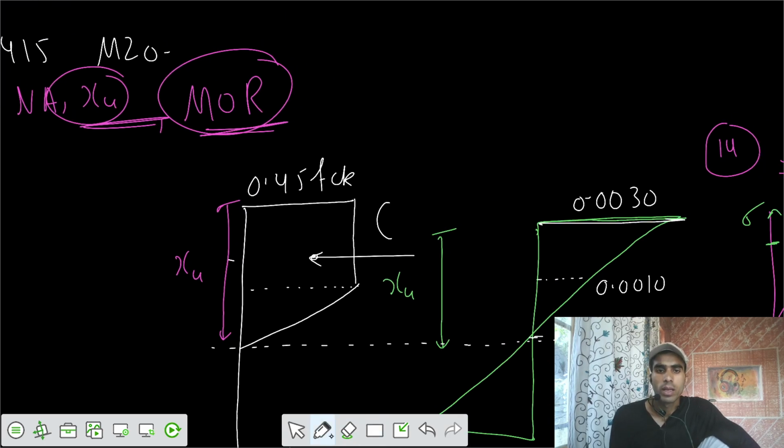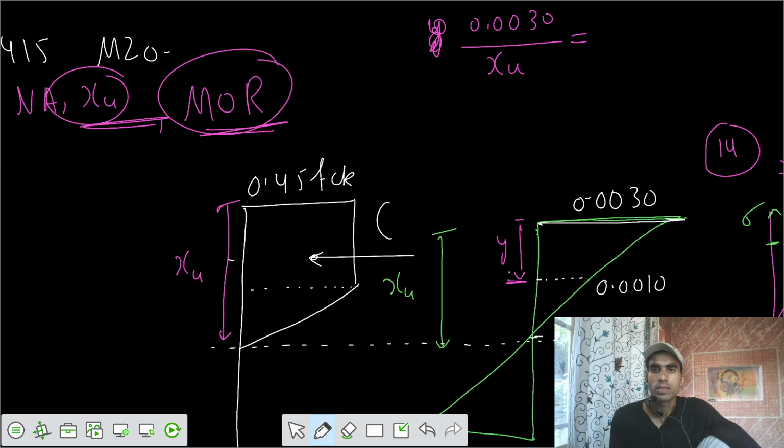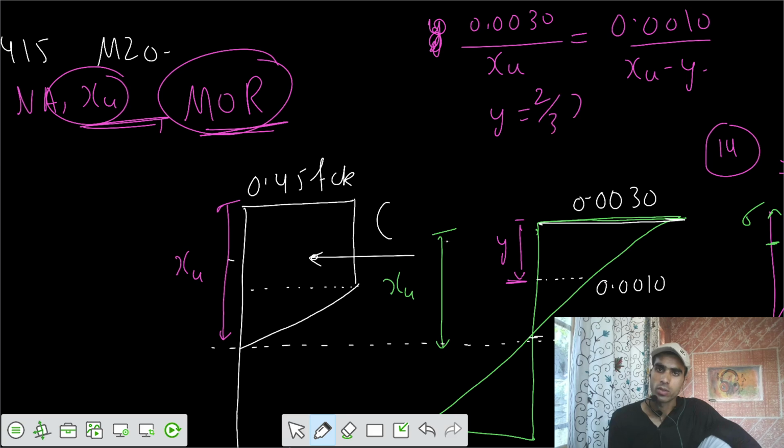Can you tell me this value of Y by the similar triangles? We have the strain of 0.0030 for the depth of neutral axis XU, and the strain of 0.0010 for the depth of XU minus Y. So the value of Y would be 3 by 7... it's 2 by third of XU.